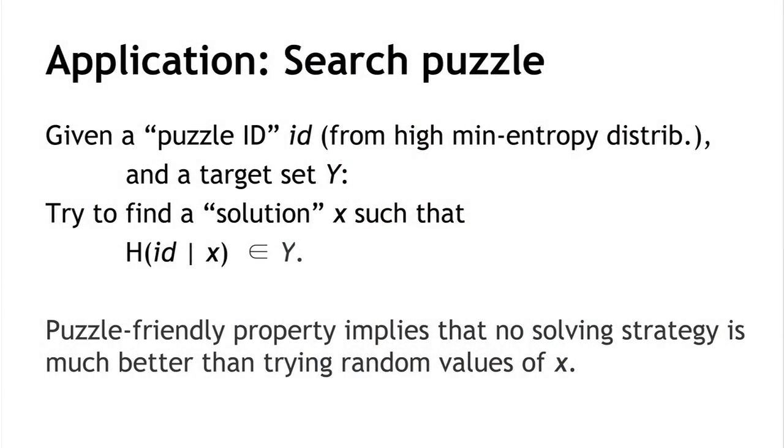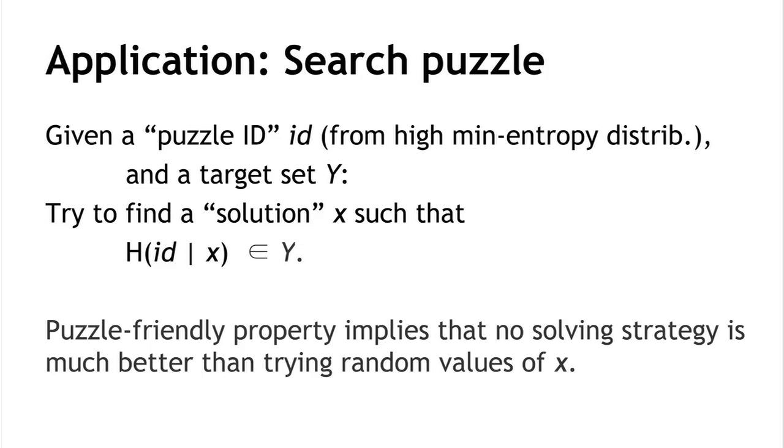To be more specific, the idea is that we're given a puzzle ID, which is chosen from some high min-entropy distribution, that is, some very spread out probability distribution, and we're given a target set Y, which someone wants to make the hash function fall into. Then we want to find a solution X, so that if we hash the puzzle ID together with the solution X, we get a result that's in the set Y. So Y is a target range or set of hash results that we want, the ID specifies a particular puzzle, and X is a solution to the puzzle.